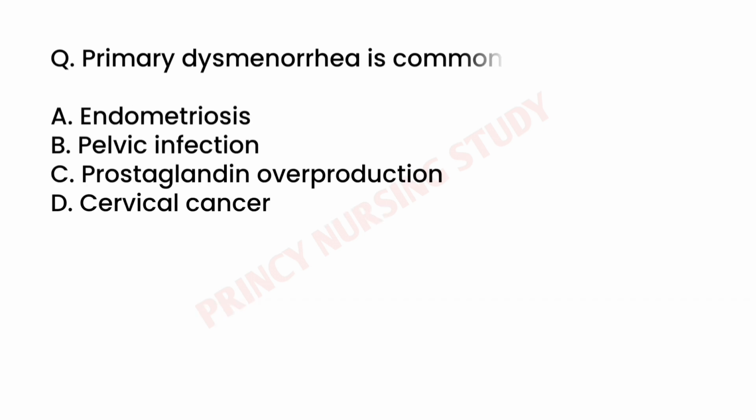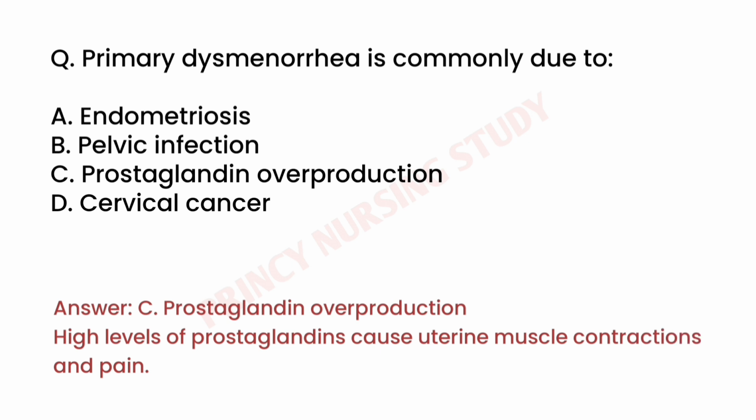Next question. Primary dysmenorrhea is commonly due to... Correct answer is C. Prostaglandin overproduction. High levels of prostaglandins cause uterine muscle contractions and pain.